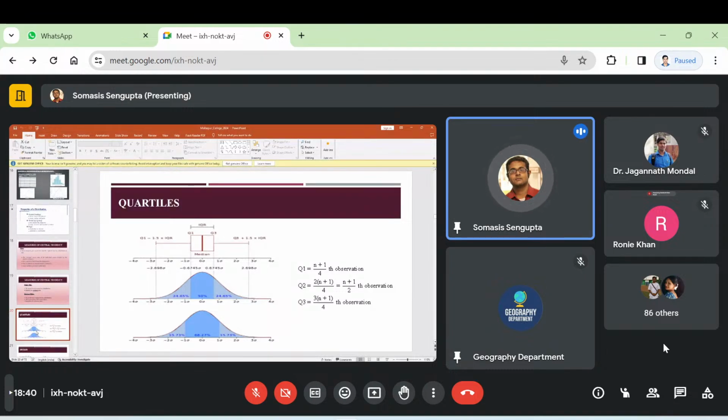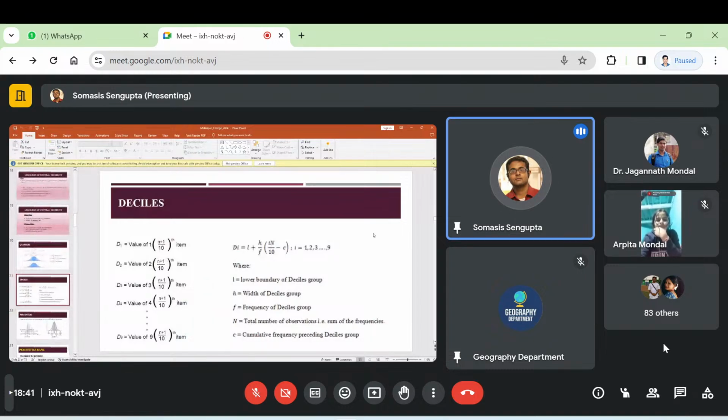Q1, that is the first quartile, encompasses 25% of the observations. It is written here as n plus 1 by 4. Suppose there are 10 observations, then 10 plus 1 by 4. Q2 is the second quartile, which encompasses 25 to 50% of the observations. Q3 is the third quartile, which encompasses 50 to 75% of the observations. So basically, this gives you an idea about how the distribution can be divided into 4 equal parts.